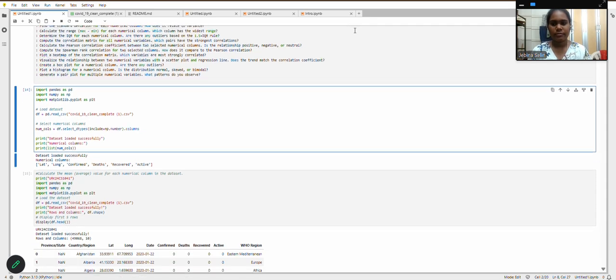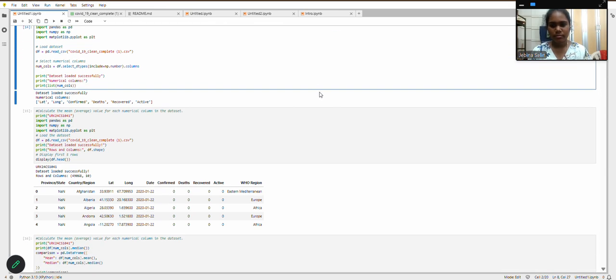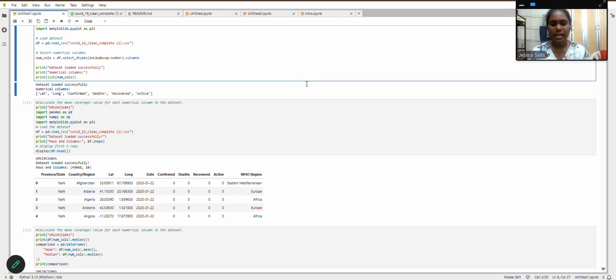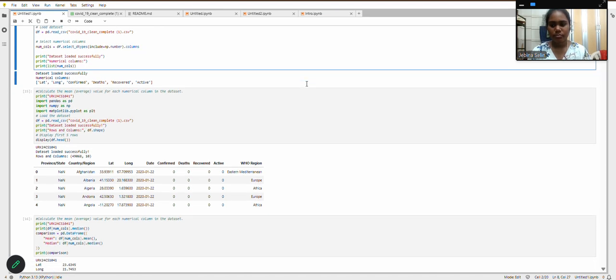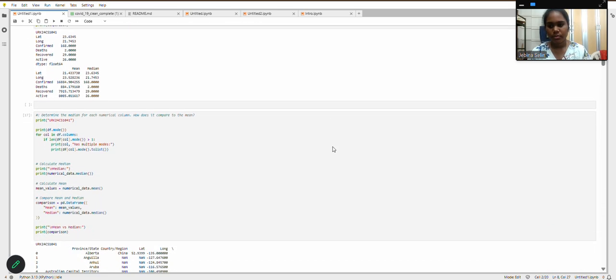In this first question, we calculated the mean or average of each numerical column in the COVID-19 dataset. The mean is obtained by adding all the values in a column and dividing the total by the number of values. It gives us an idea about the central or average value of the data. For example, it can tell us the average number of confirmed cases, deaths, or recoveries. The mean is one of the most commonly used measures of central tendency.